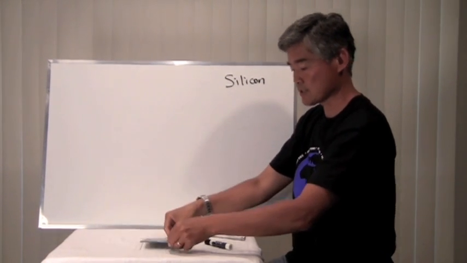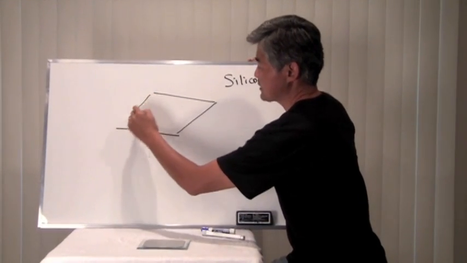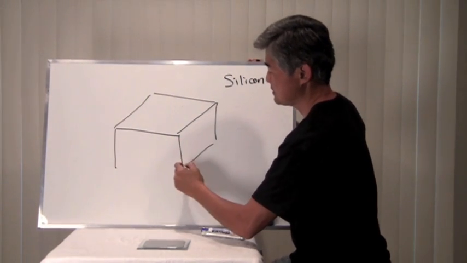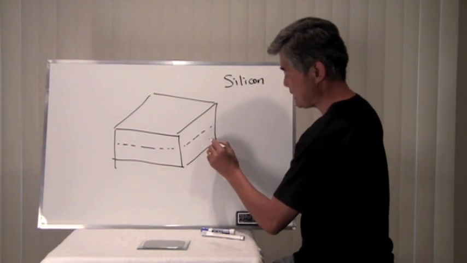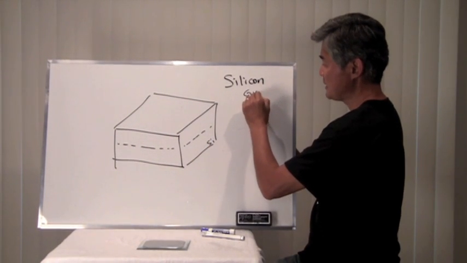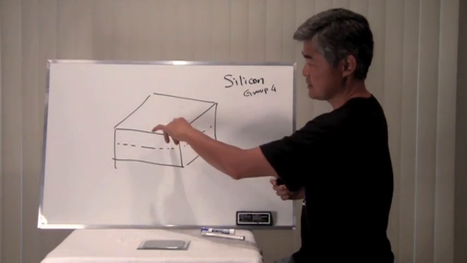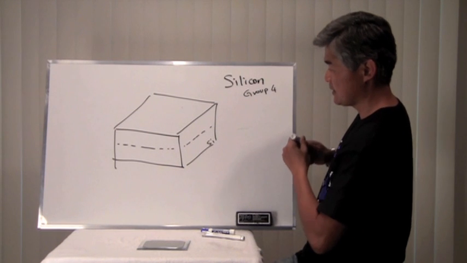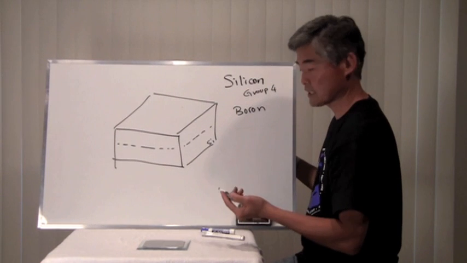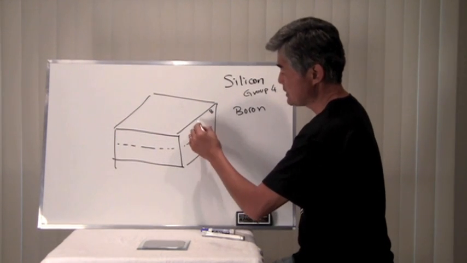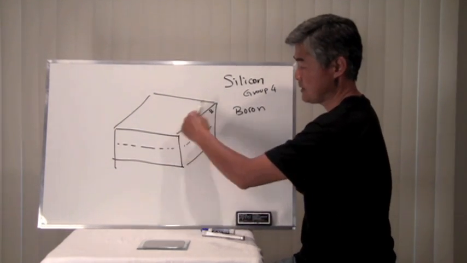So how does the silicon solar cell work? If I magnified a cross-section of the silicon wafer, then we have silicon. Silicon is group 4 on the periodic chart. If we dope the top portion with a group 3, for example boron, you put boron into the material, it becomes a p-type, the positive side of the p-n junction.